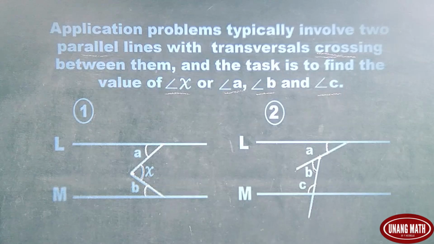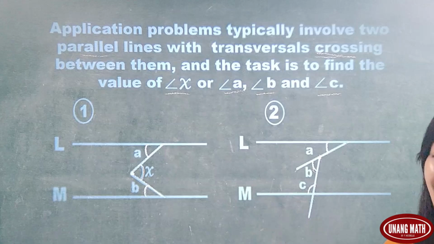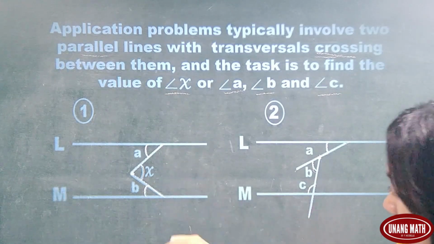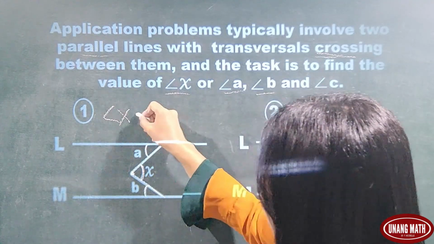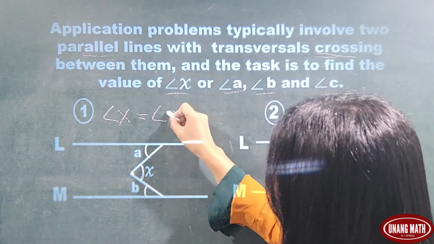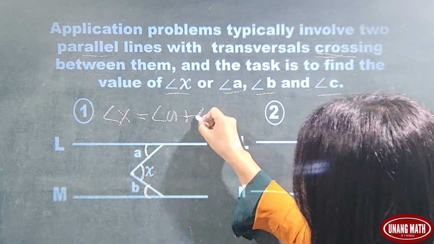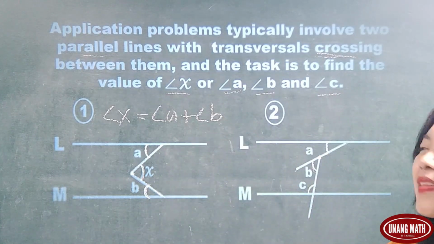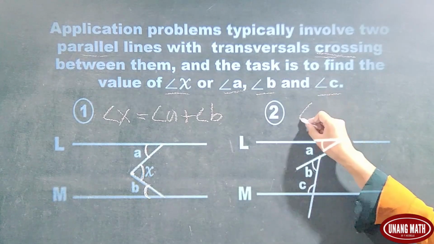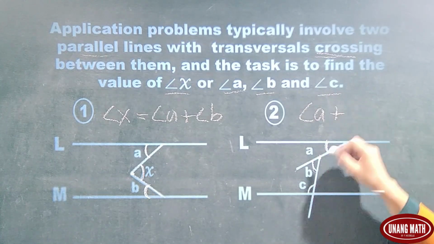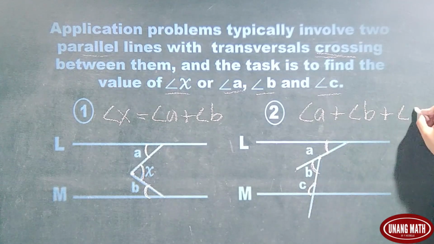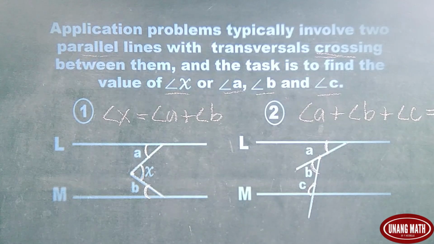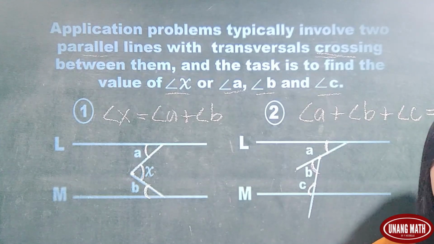Okay, actually, there are formulas on how to find the measure of these angles. In figure number 1, to find the measure of angle X, angle X is equal to angle A plus angle B. In figure number 2, angle A plus angle B plus angle C is equal to 180 degrees.